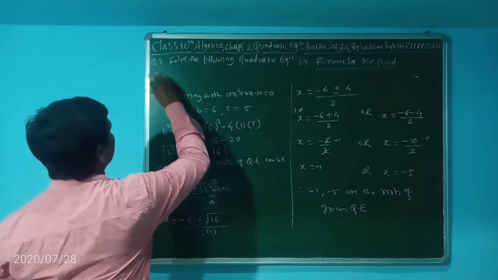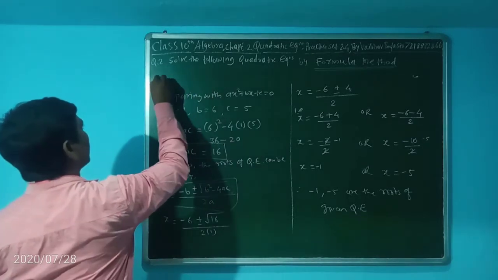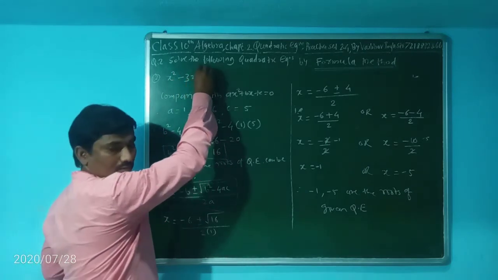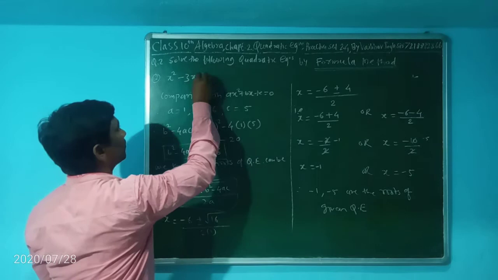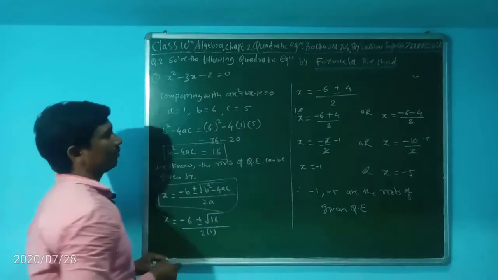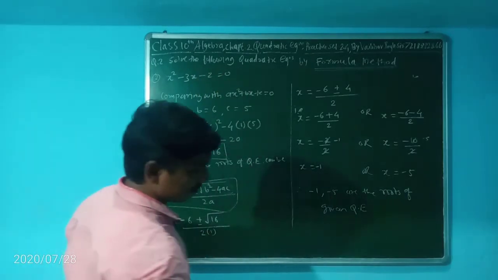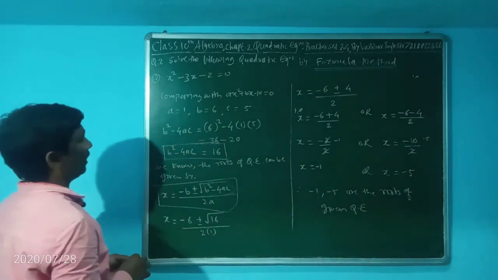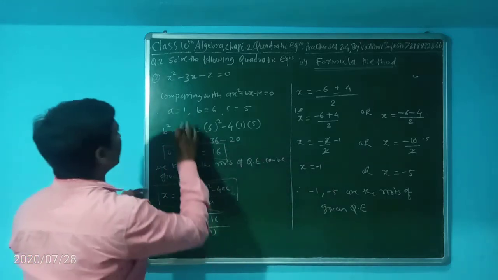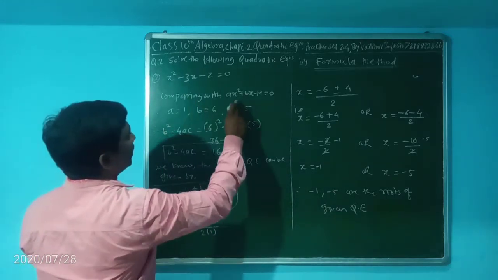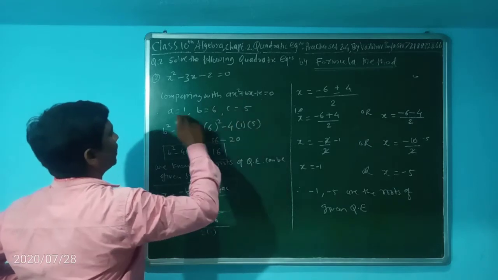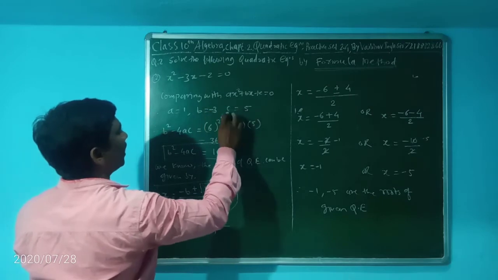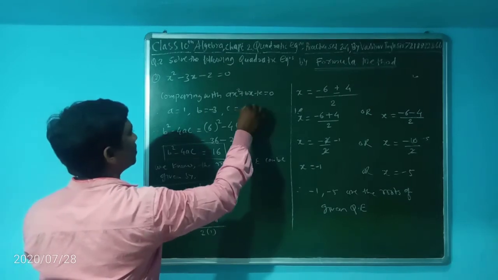Second example is x square minus 3x minus 2 equals to 0. So I will not rub this, I will keep this as it is and I will fill the blanks. Like here, if you compare this with ax square plus bx plus c, then you will get a equals to 1, b will be minus 3 and c will be equals to minus 2.